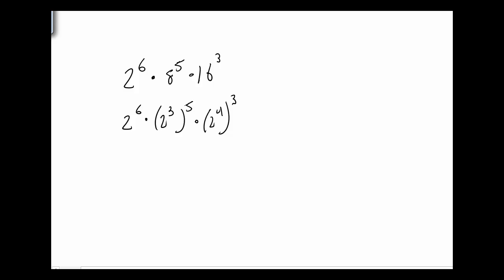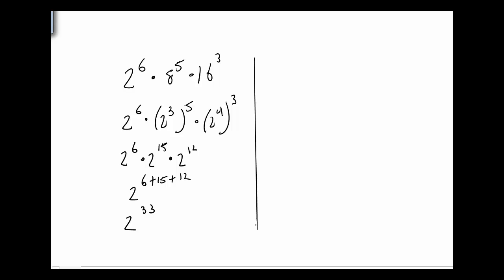And then we can apply that other rule that says if I raise an exponent to an exponent, I multiply that out. So that would be 2 to the 15 times 2 to the 12. And then I can add all those together, so 6 plus 15 plus 12. And I should get, let's see, 2 to the 33.